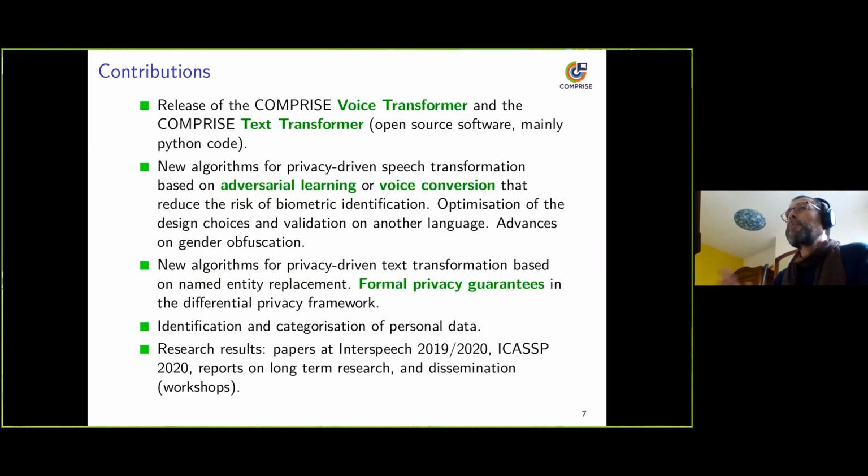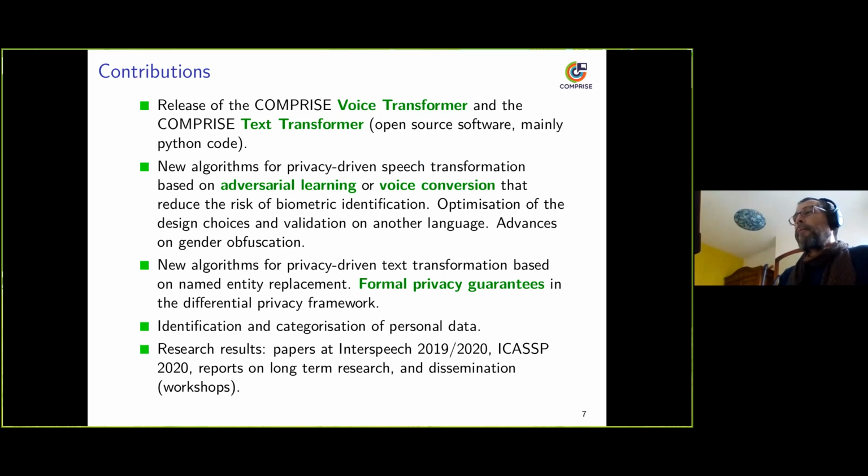So the main contribution of this project was to do this voice transformer and this text transformer, and this is released now as open source software. And we have done this voice transformation based on kind of adversarial learning first, and also using voice conversion techniques. I will explain that now.